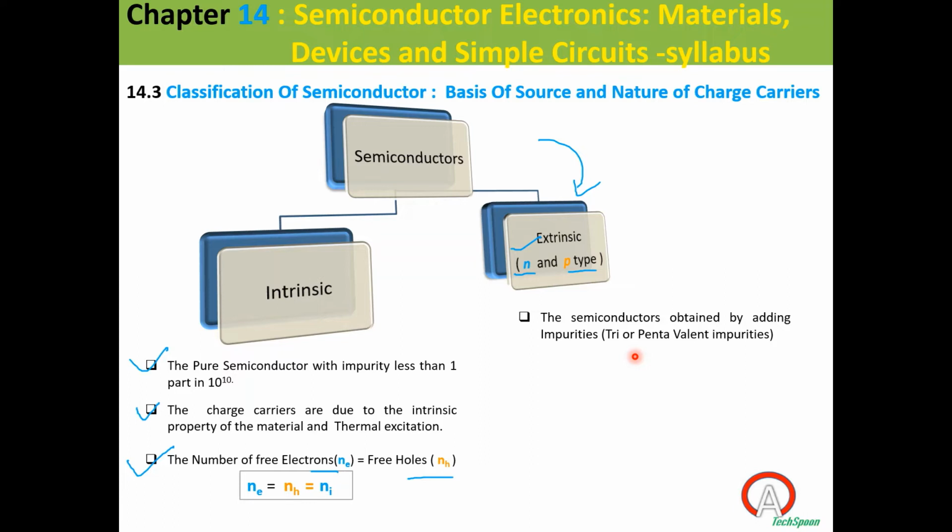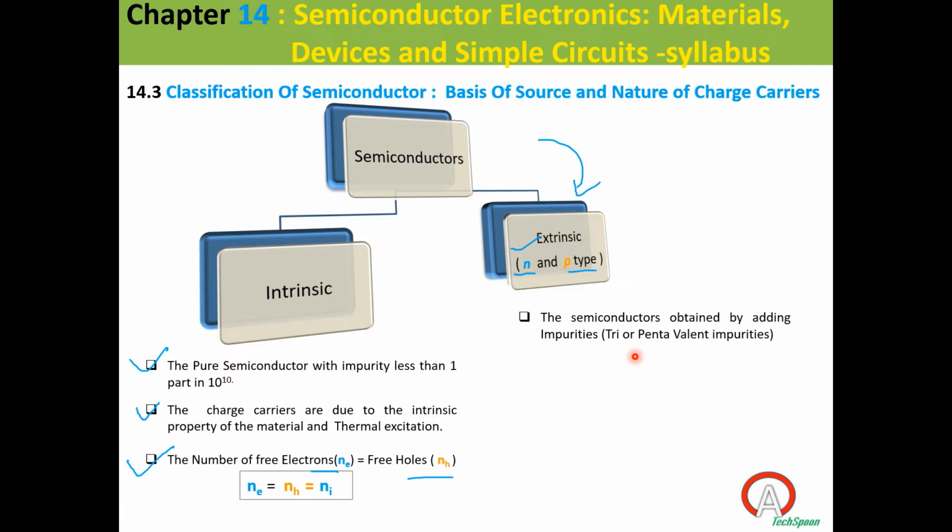From this slide, you have to understand how we can classify a semiconductor as intrinsic and extrinsic. What is intrinsic and what is extrinsic? And what is n-type and what is p-type? If I'm adding impurity, what type of impurity I have to add to make n-type extrinsic semiconductor, and to make p-type extrinsic semiconductor, what type of impurity I have to add. These points should be clear.